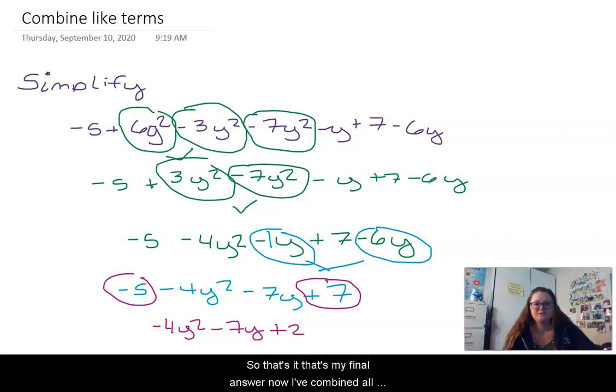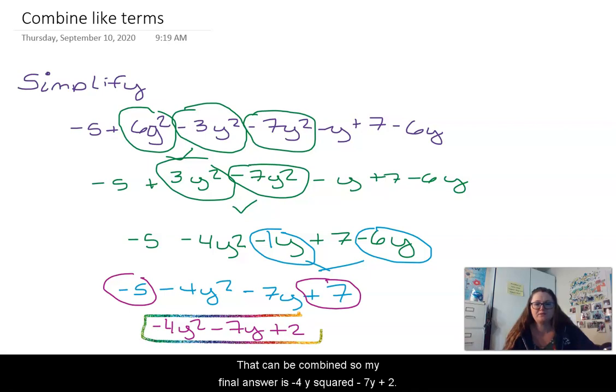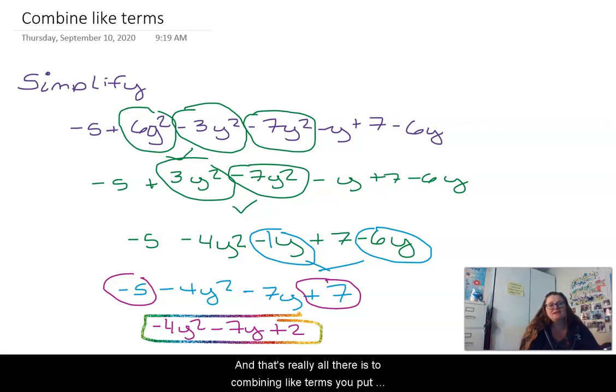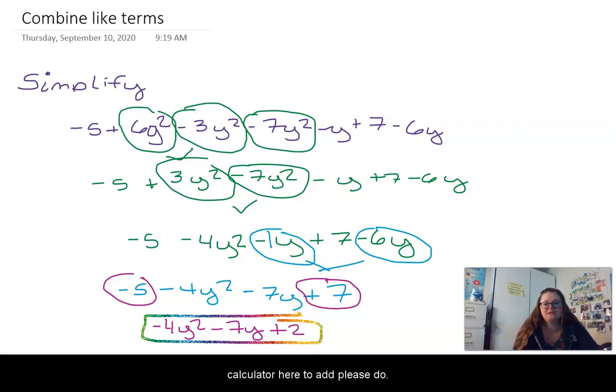So that's it. That's my final answer. Now I've combined all the like terms. There's nothing left in here that can be combined. So my final answer is -4y squared minus 7y plus 2. And that's really all there is to combining like terms. You put the like terms together. Now if you need to use a calculator here to add, please do. But that's all that there really is to it.